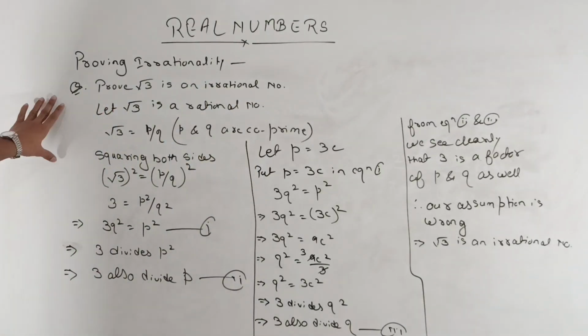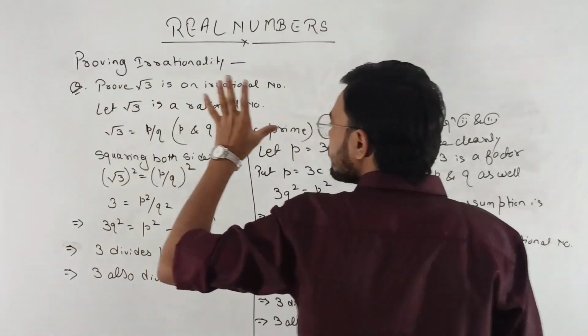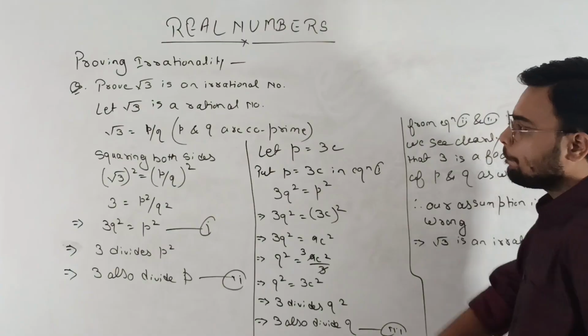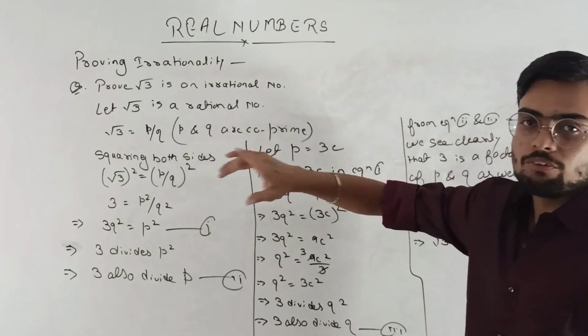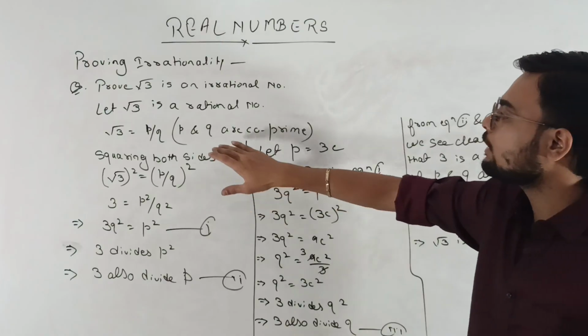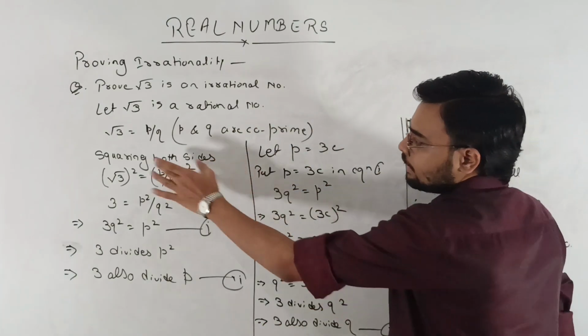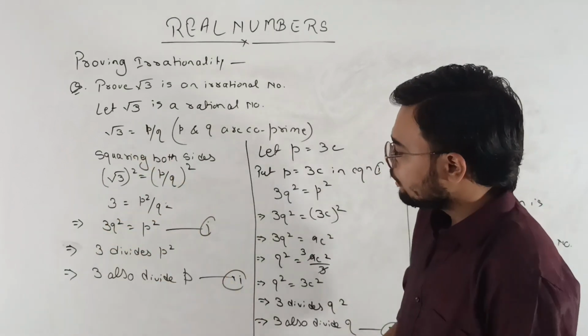Question is what? Prove root 3 is an irrational number. So first step, we assume that root 3 is a rational number. Then root 3 is equal to p upon q, where p and q are co-prime. Co-prime is p and q have only one HCF as 1, which means p and q have only one factor, that is 1. Now second step is squaring both sides. After squaring both sides, I get 3 is equal to p square upon q square.